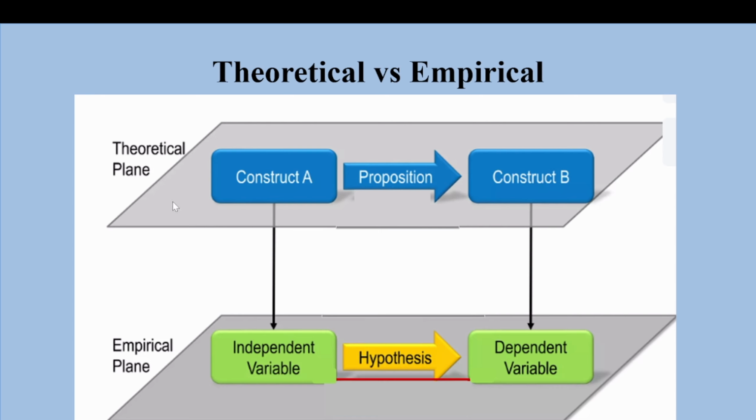But what we do, we bring them to the other level, independent variable, dependent variable, or we call it the empirical level. So this one we will test. What we want to test, constructs. But what we are actually testing, if you see, is the independent variable and dependent variable. That's why there is a gap, and this gap is called validity and reliability.